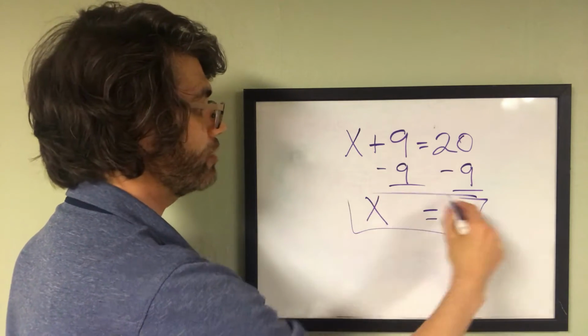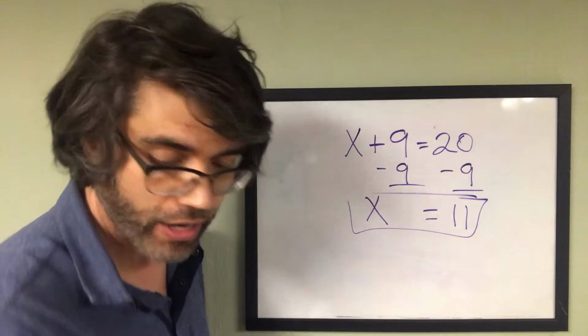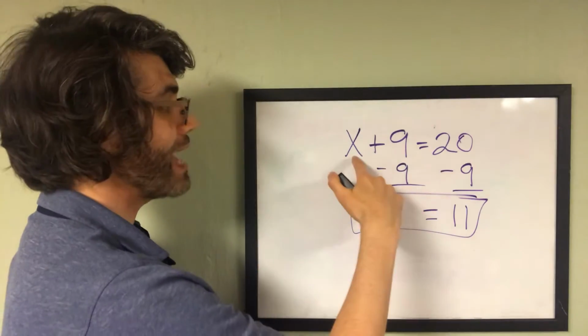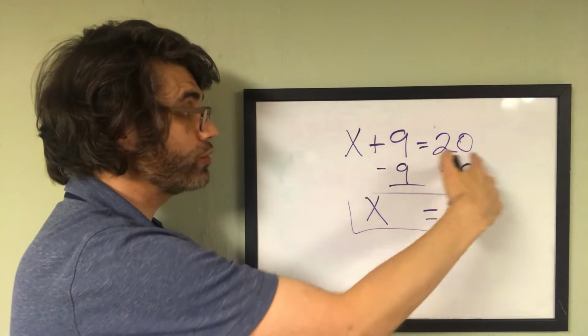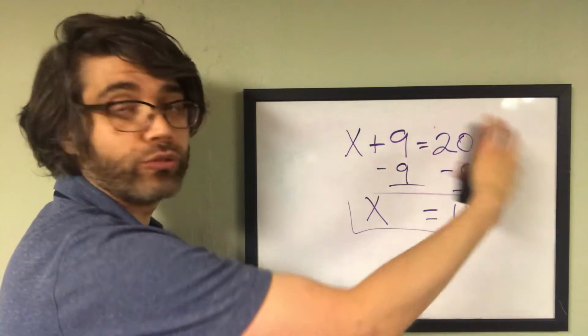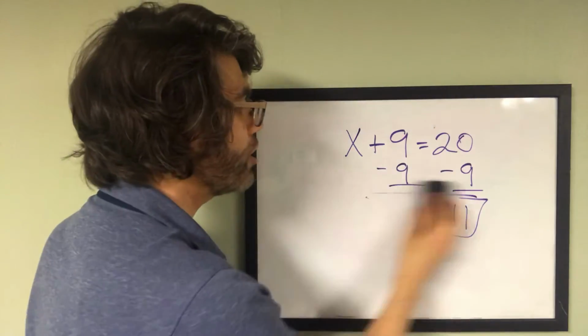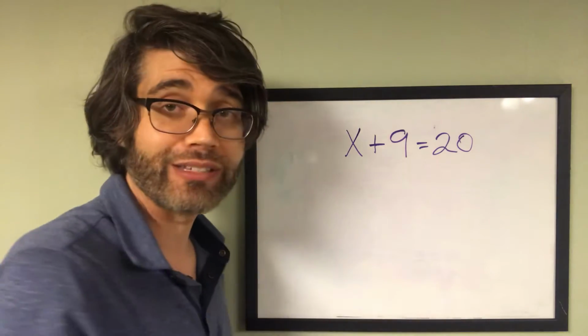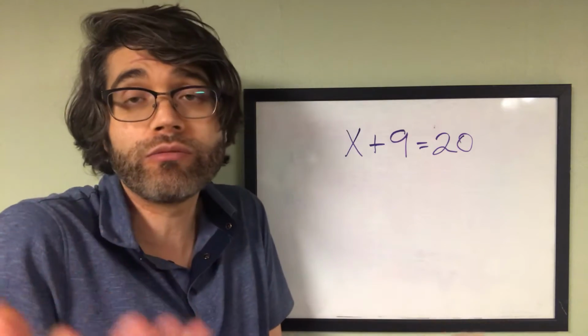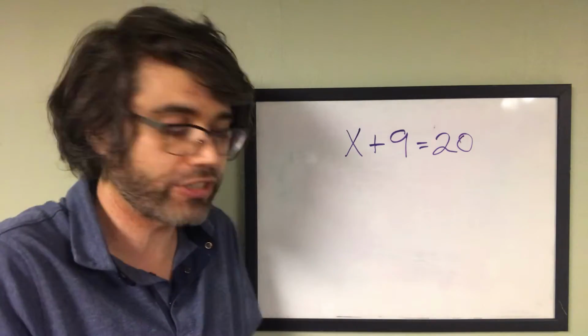Okay, so x equals 11. That's a correct solution, because if I plug 11 back in for x, 11 plus 9 indeed equals 20. It creates an identity, 20 equals 20. Okay, so the question is, when there are several operations that we need to do, which one do we do the inverse of first?